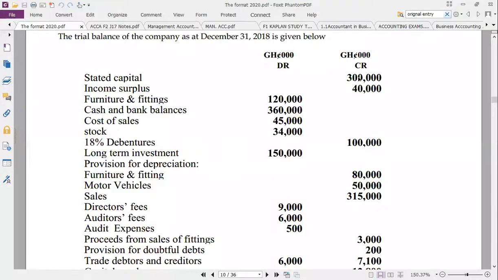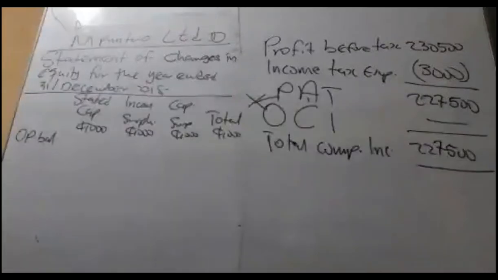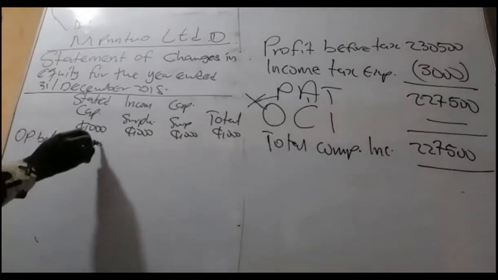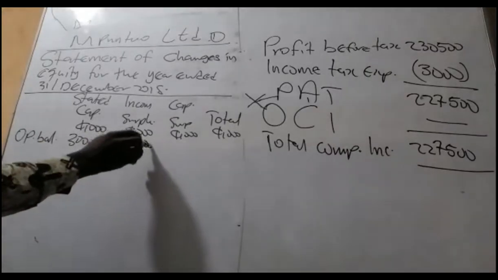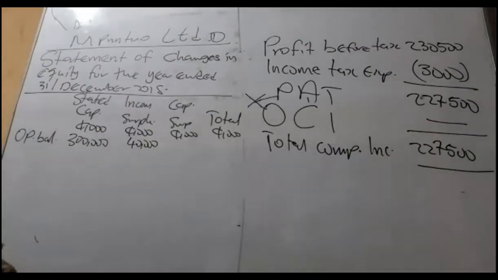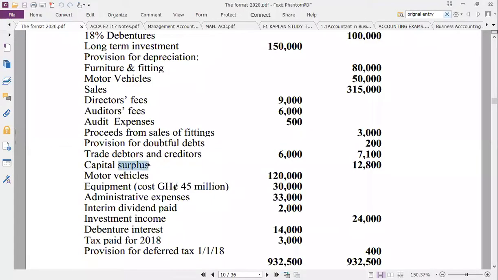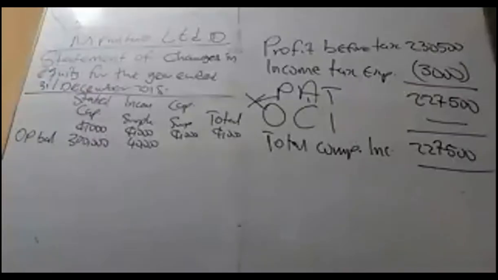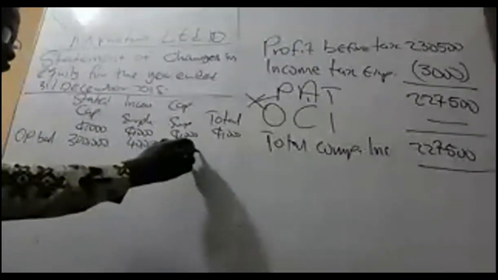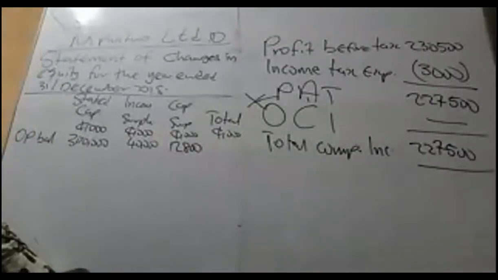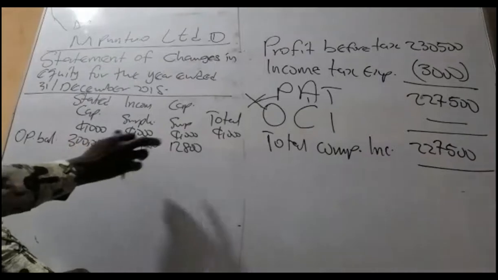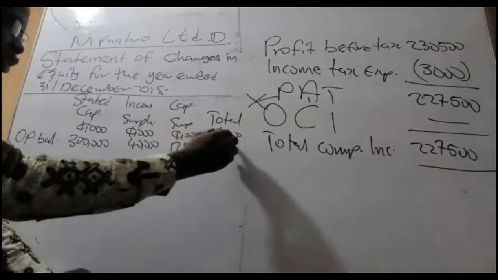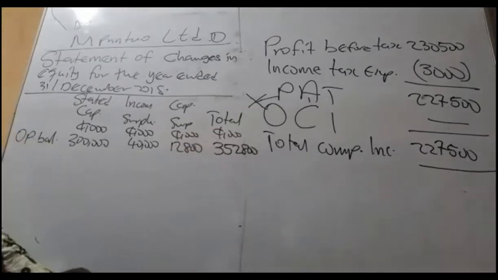Stated capital is what? 300,000. Income surplus is 40,000. So 300,000, 40,000. And then we are left with the capital surplus. Let's go and pick the capital surplus. Capital surplus is 12,800. Putting these 3 together, that's 352,800. So that's the total.